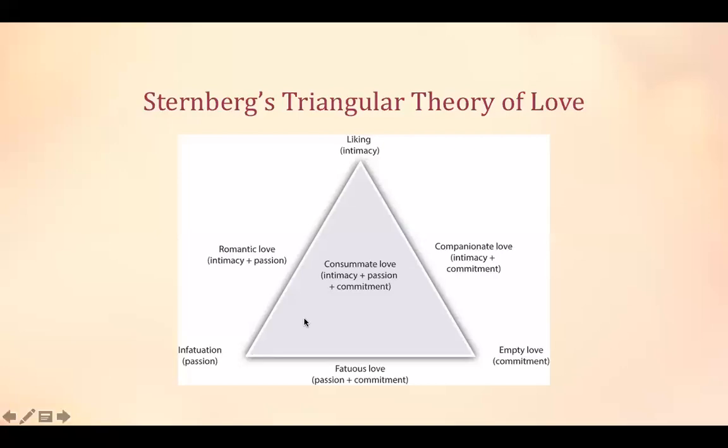So the ideal kind of love is when the couple has all three: intimacy plus passion plus commitment. So they have emotional closeness, they have a wonderful sex life, and they are committed to each other. They are devoted to the relationship over time. And that's the ideal. That's the couple that has it all. And that's called consummate love.